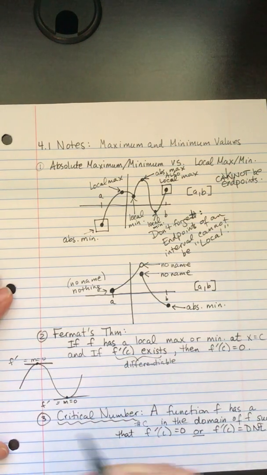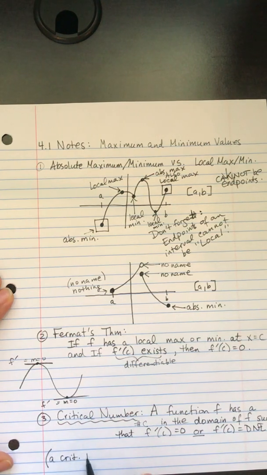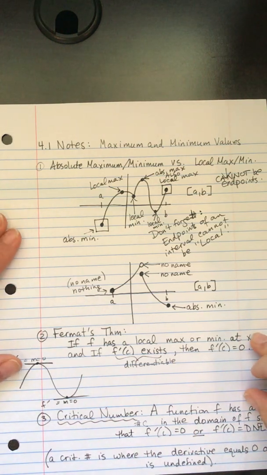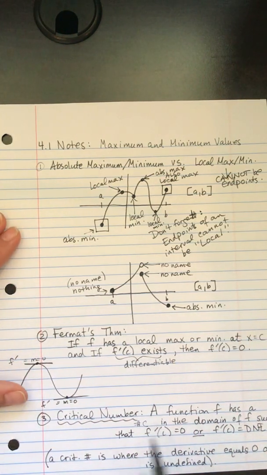Okay, so in human words, a critical number is where the derivative equals 0 or is undefined. That's what it means. So if I give you a function and I say, okay, find all the critical numbers, your task is to find the derivative and then find all the x values where your derivative would equal 0 and all the x values that would make the derivative undefined.